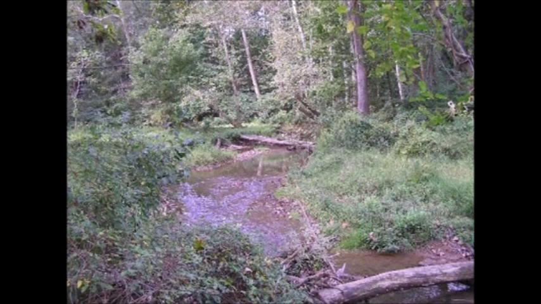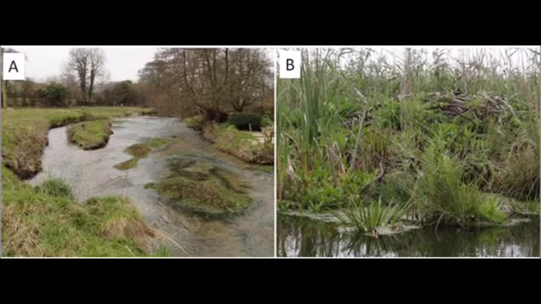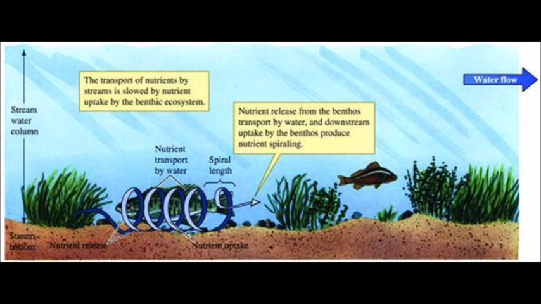Physical retention involves the storage in wood detritus such as logs and snags, in debris caught in pools behind logs and boulders, in sediments, and in patches of aquatic vegetation. Biological retention occurs through the uptake and storage of nutrients in animal and plant tissue.